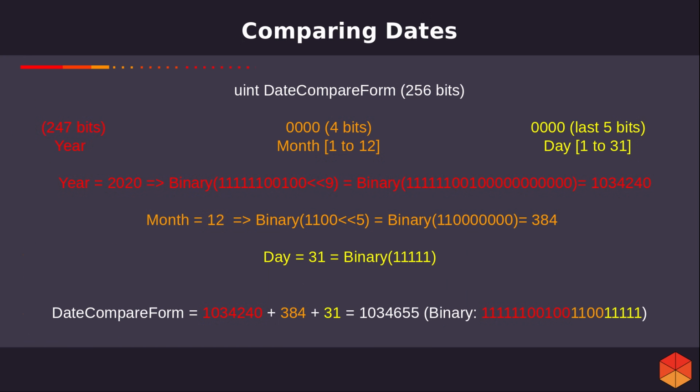We compare dates by compressing year, month, and day into a single data type based on priority. Year has the highest bit priority, while day has the lowest bit priority. We use shift left to move the bit ranges and take a sum of all transformed values along with the original day value for compression.